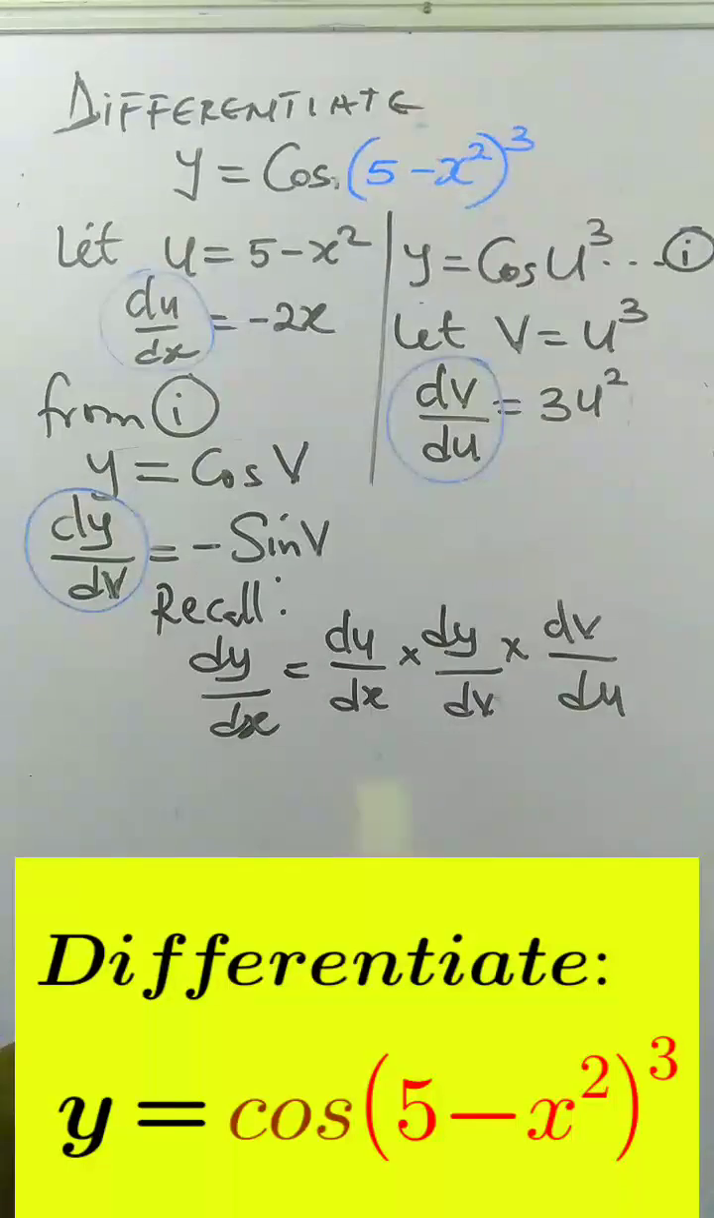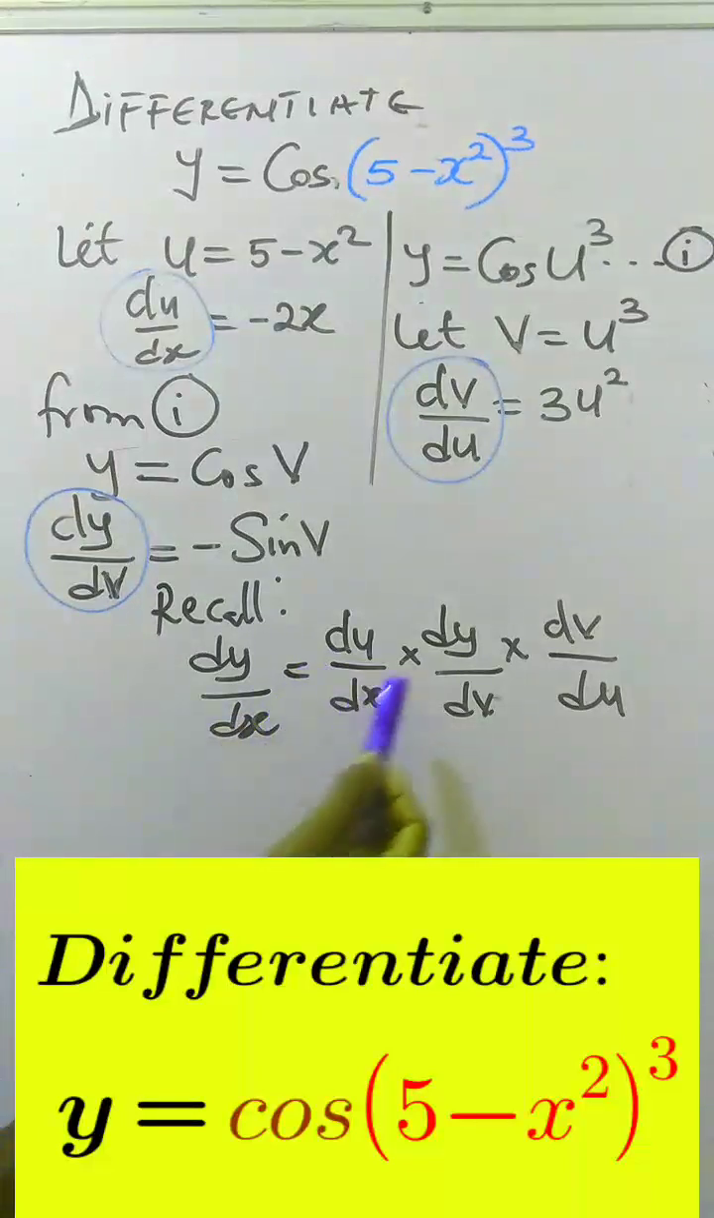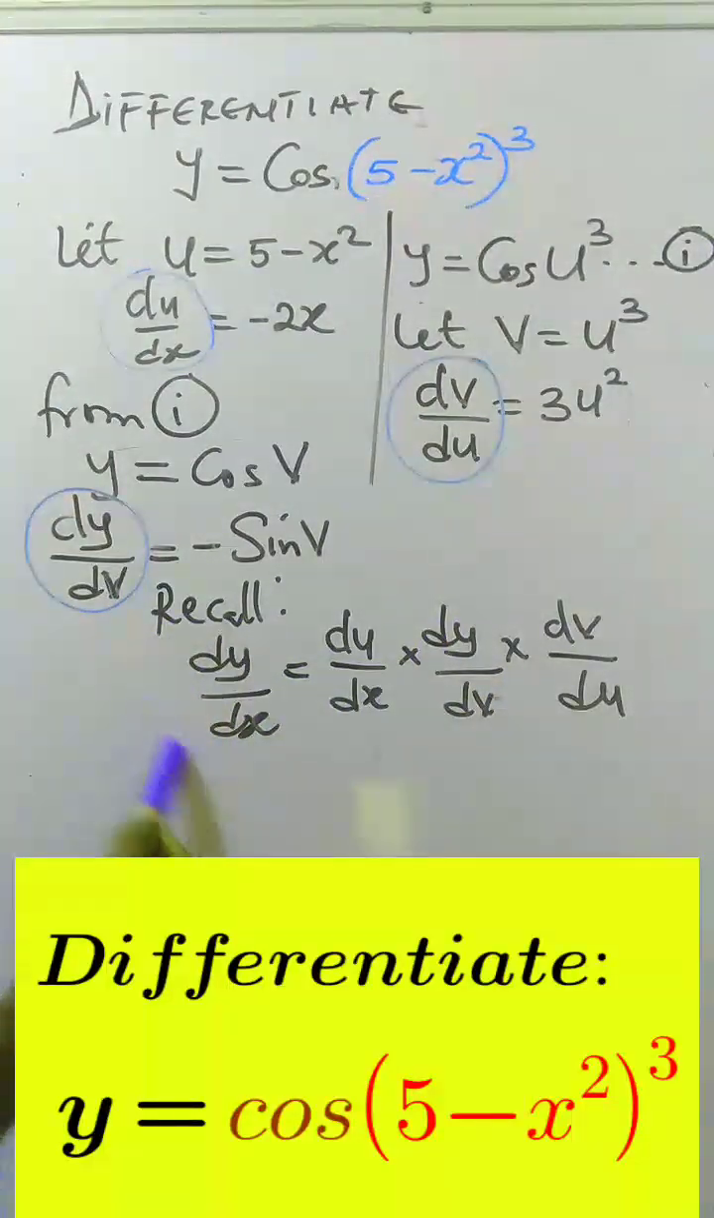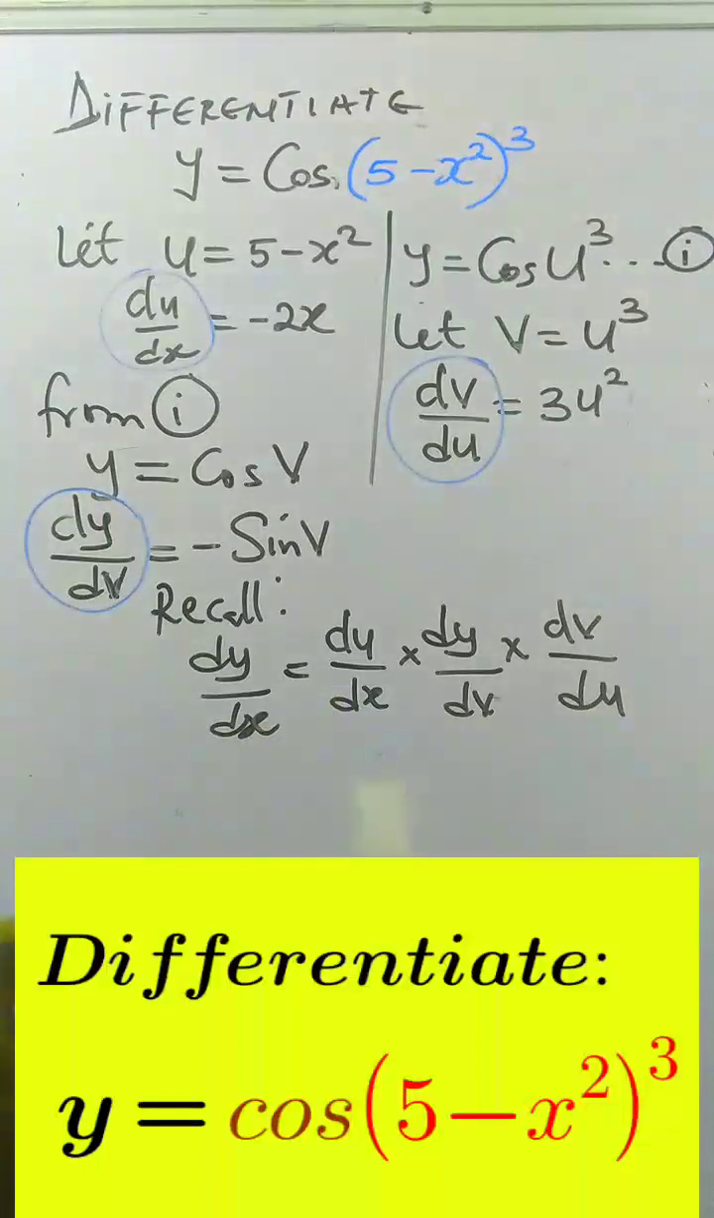If you check, dv can cancel dv, du can cancel du, so we are left with dy/dx, which tallies with what we have on this side of the equation. So that tells you that our chain rule here is properly set. So let's implement everything now.